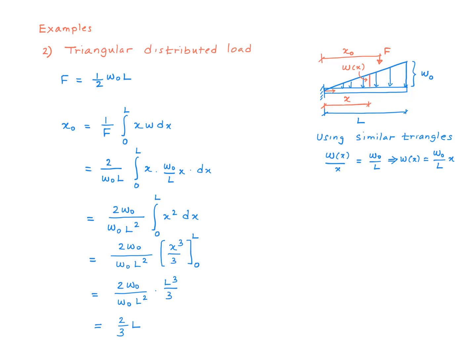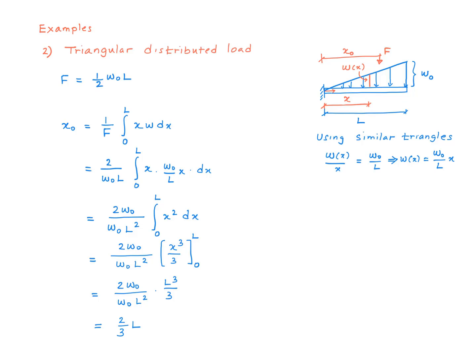The area of the triangle is half times the base times the height, right? So half times L times omega naught. So that's what I have here. And this is the expression for the location of F. First we substitute this for F over here. So that's how I got this one. To expand the terms inside the integral, I need to express omega, right? Omega here is the omega at any x. So I need to express that as a function of x first.